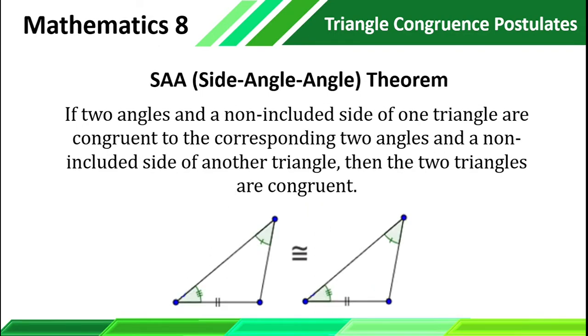Last but not least is our SAA theorem, or the side-angle-angle theorem. It states that if two angles and a non-included side of one triangle are congruent to the corresponding two angles and a non-included side of another triangle, then the two triangles are congruent. So in this figure, we have two corresponding angles, yet the corresponding side is not in between those two angles. We can say that these two triangles are congruent because of the SAA theorem.